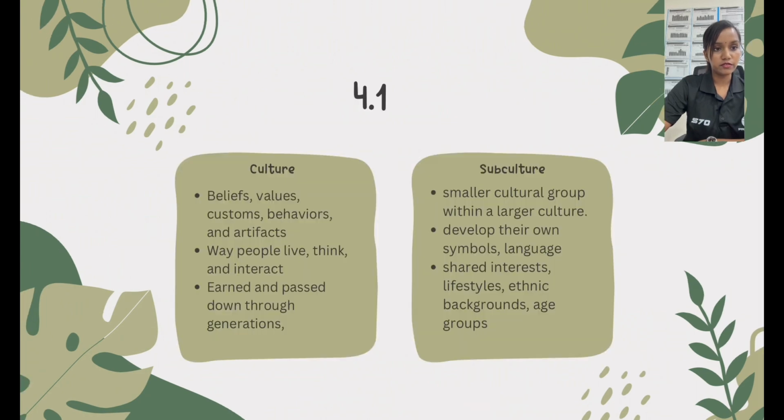4.1 Definitions of culture and subculture. First one is culture. Culture refers to the shared beliefs, values, customs, behaviors and artifacts that characterize a group of people or society. It encompasses the way people live, think and interact with their environment and one another. Culture includes both tangible elements, art, rules, clothing, and intangible elements, language, traditional norms and ideologies. It is learned and passed down through generations, shaping social identity and guiding behavior within a community.